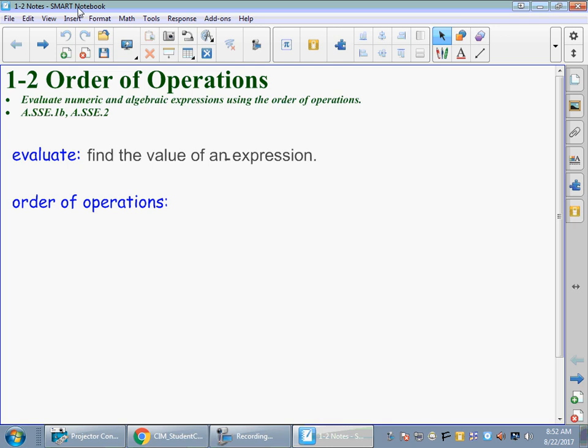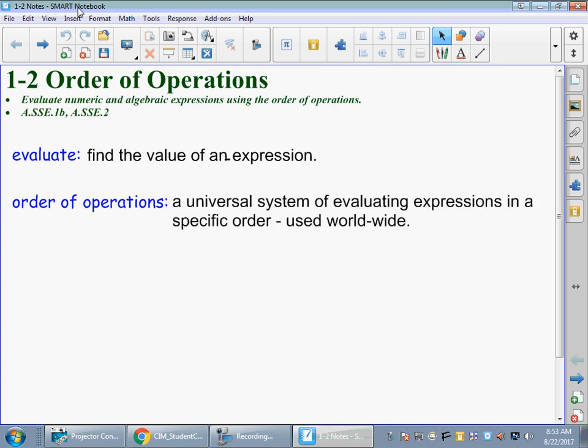So it's important to understand evaluate. In your directions for algebra and geometry and all your math beyond, they're going to ask you to evaluate, and it just basically is fancy, just give me the answer. So it's a word that means find the value of an expression. Order of operations is a universal system to do that, to evaluate expressions in a specific order. We use it worldwide. Okay?